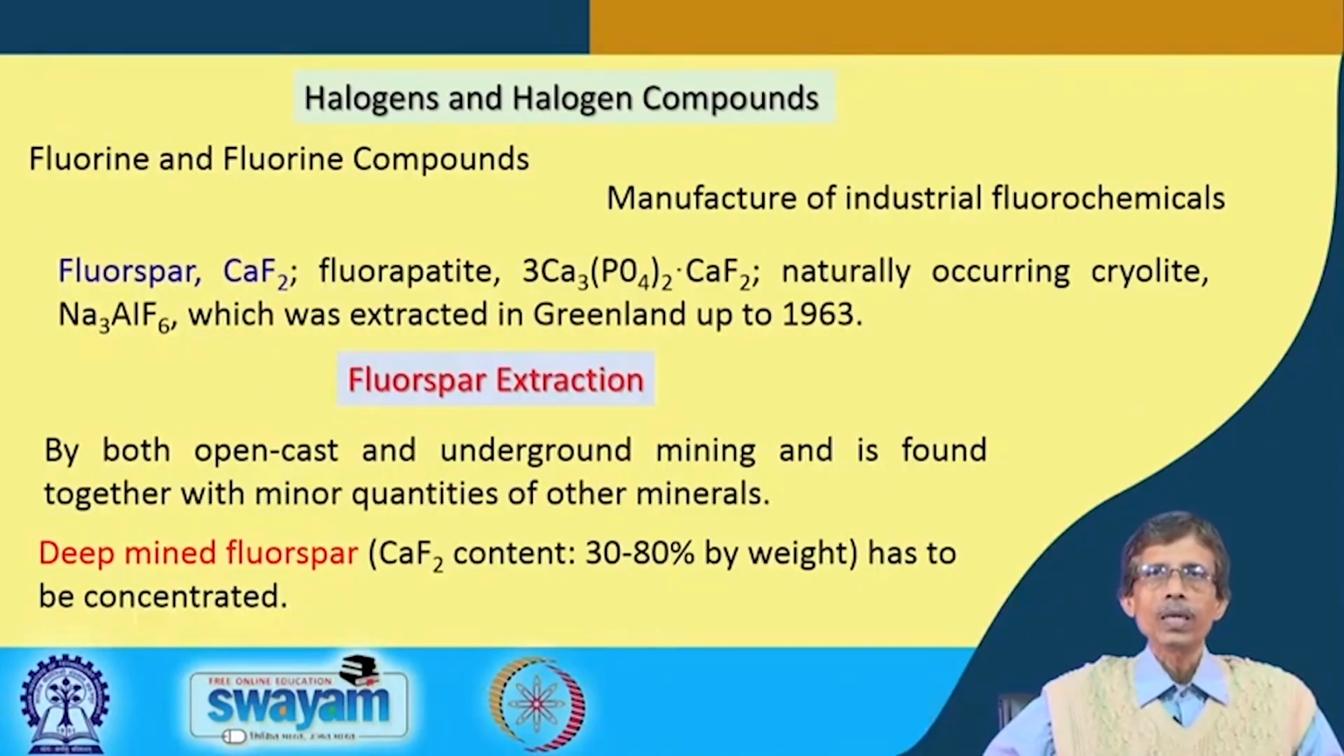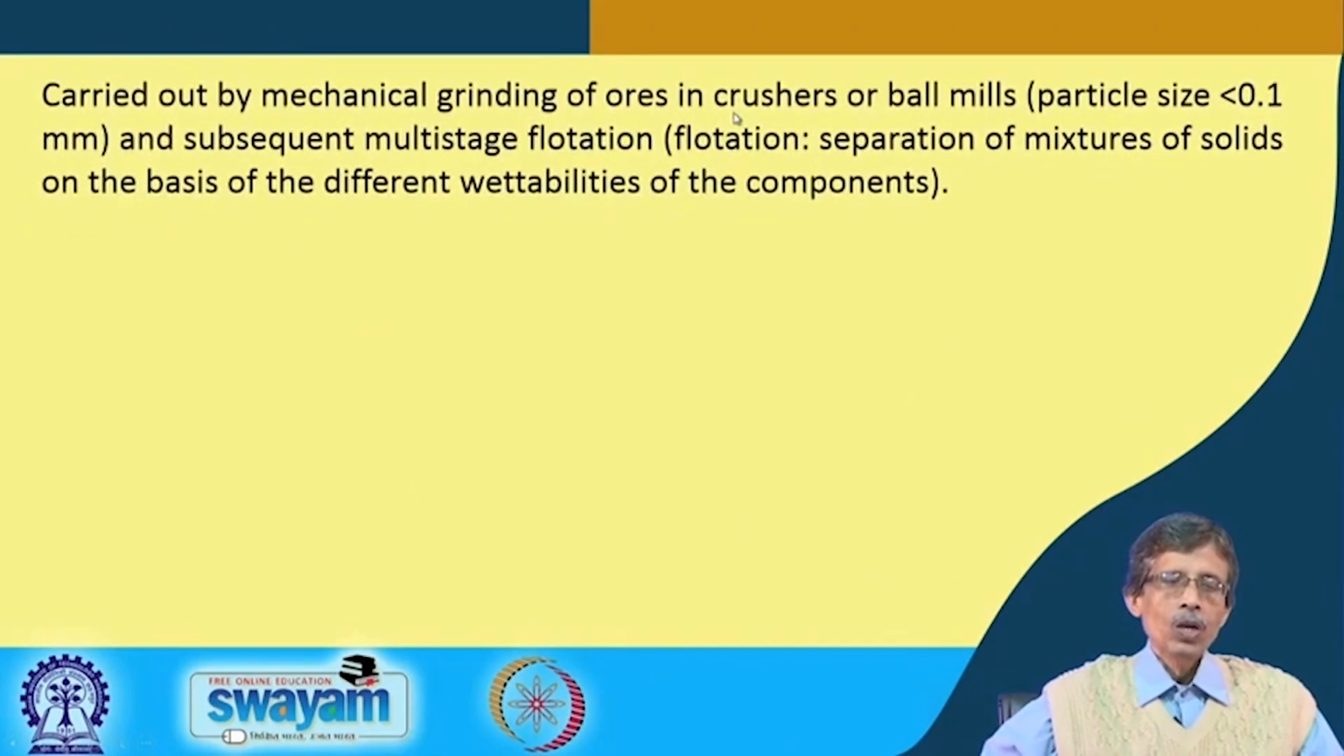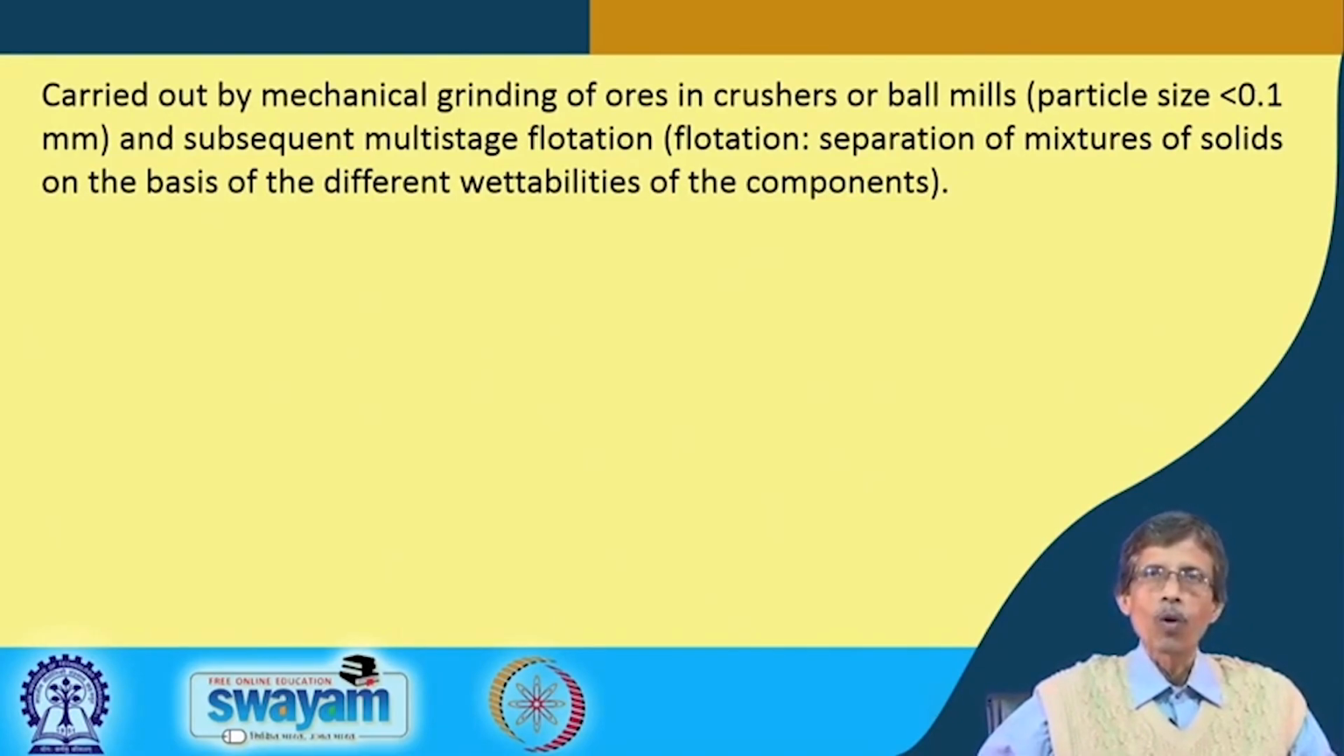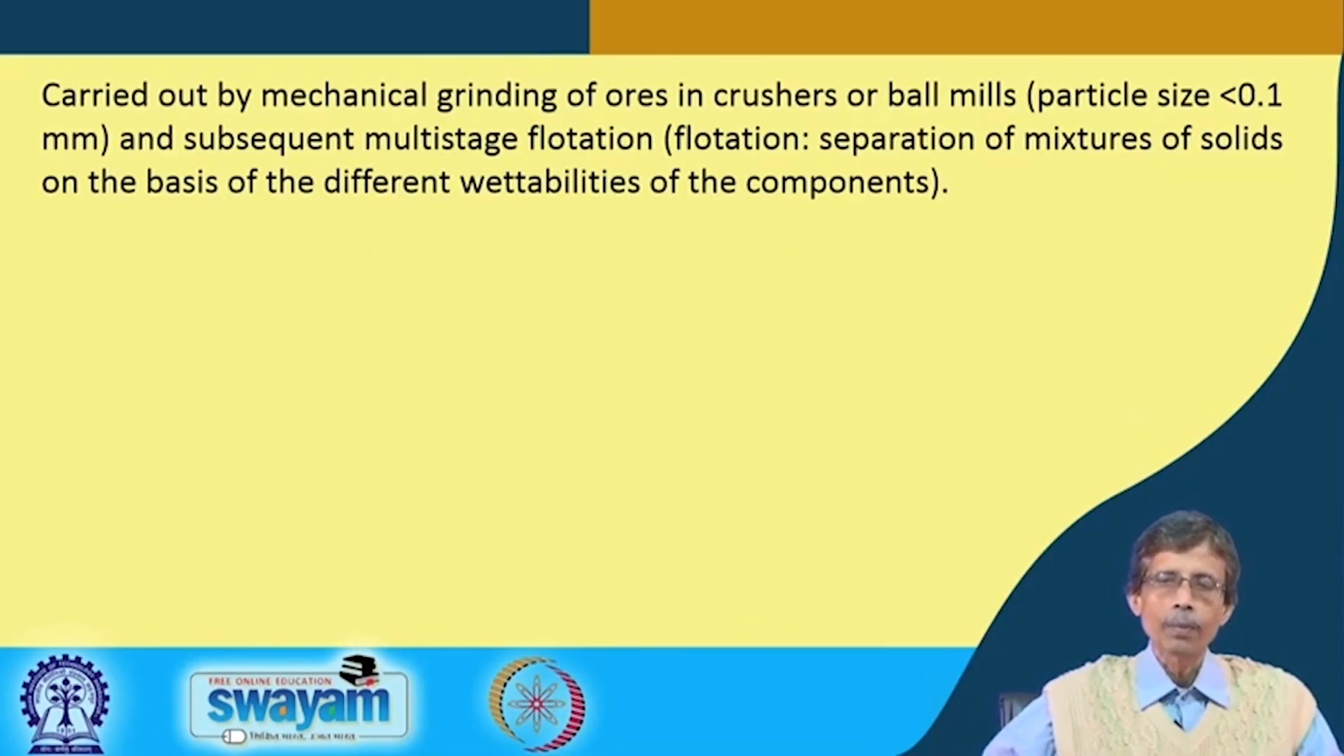That means you have to concentrate it, whether in powder form, that means grinding and all these things, because there is a density difference in the solid powder form also, or you can go for solution leaching and then concentrate it. Basically, the separation or concentration is carried out by mechanical grinding. So, mechanically you crush it: mechanical grinding of the ores in crushers or ball mills, we all know what a ball mill is, and a particle size of less than 0.1 millimeter should be achieved, followed by multi-stage flotation.